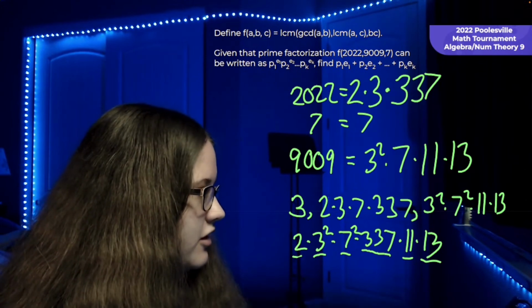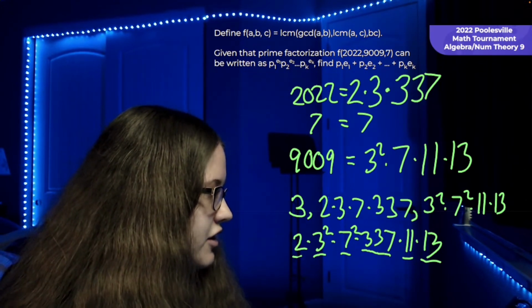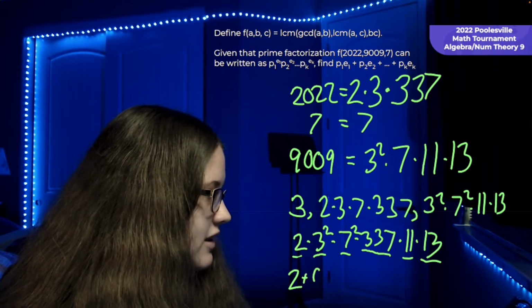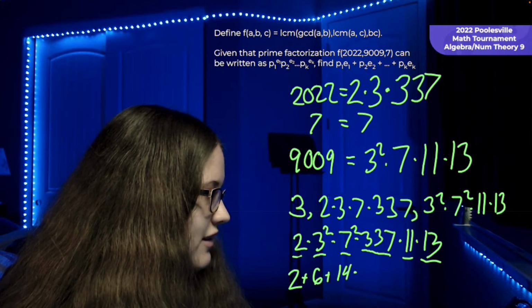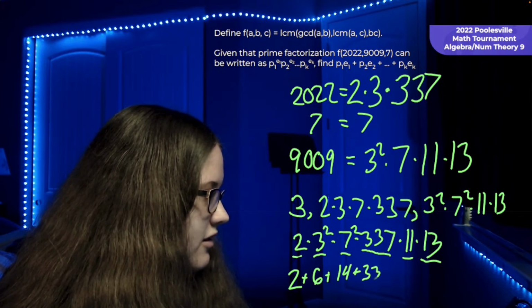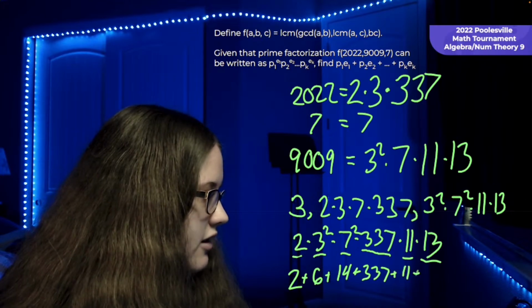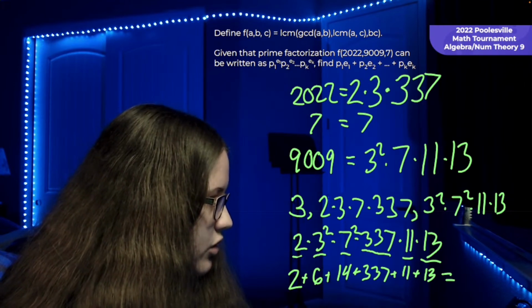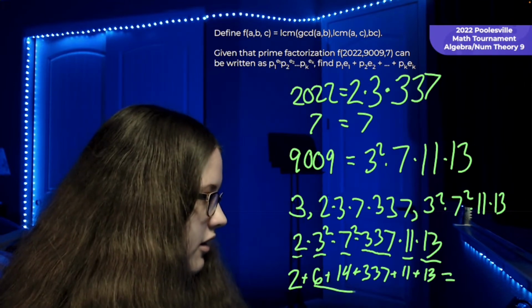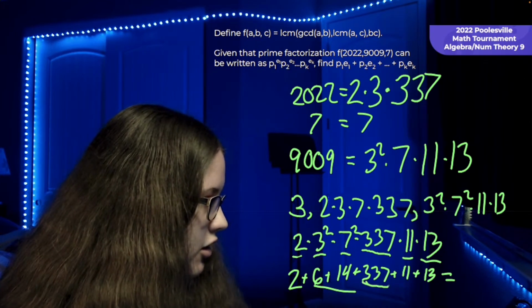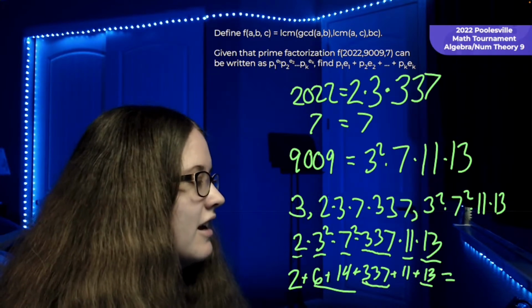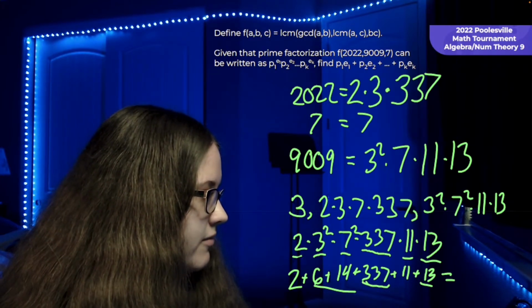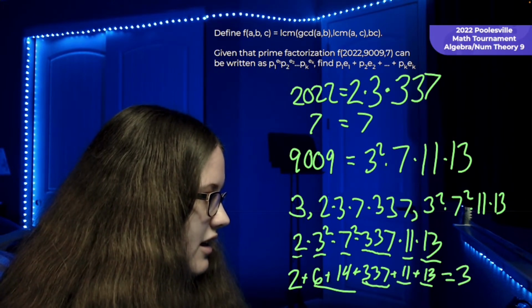For sure. So 2 times 1 is 2. 3 times 2 is 6. 7 times 2 is 14. 337 times 1 is 337. 11 times 1 is 11. And 13 times 1 is 13. And now some good grouping. Okay. That's 20. Those two make 50. So that brings, no, not 50, 350. So that brings us to 370, 381, 383.